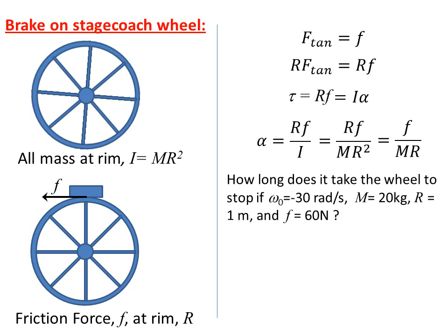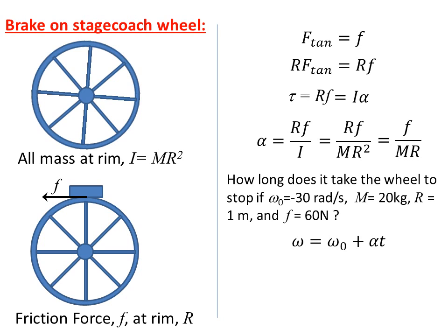Let's look at some numbers. How long does it take the wheel to stop if initially it was spinning with an angular velocity of minus 30 radians per second? In other words, it's spinning at 30 radians per second in the clockwise direction. The mass is equal to 20 kilograms, the radius is 1 meter, and the force that the brake is applying is 60 newtons.